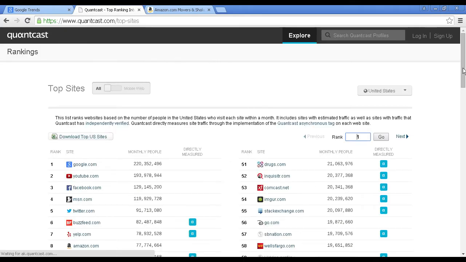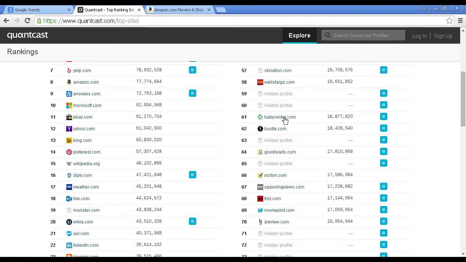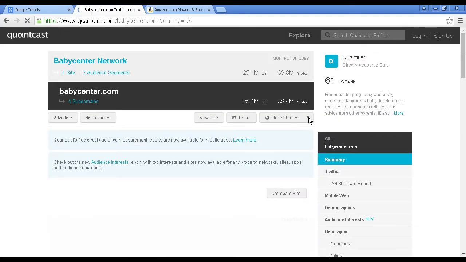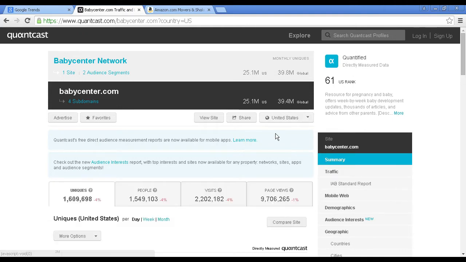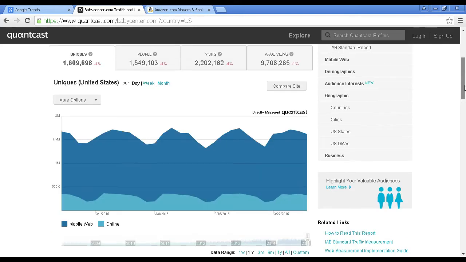For example, if you were to look at, say, babycenter.com, you can look at data for the United States or elsewhere. Let's use the US data for this particular demonstration. You can see what its rank is. You can see how many people come to the site from a mobile device as opposed to online.